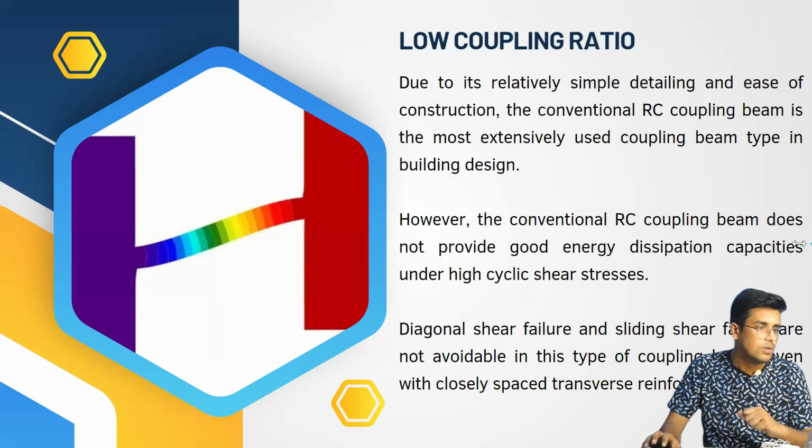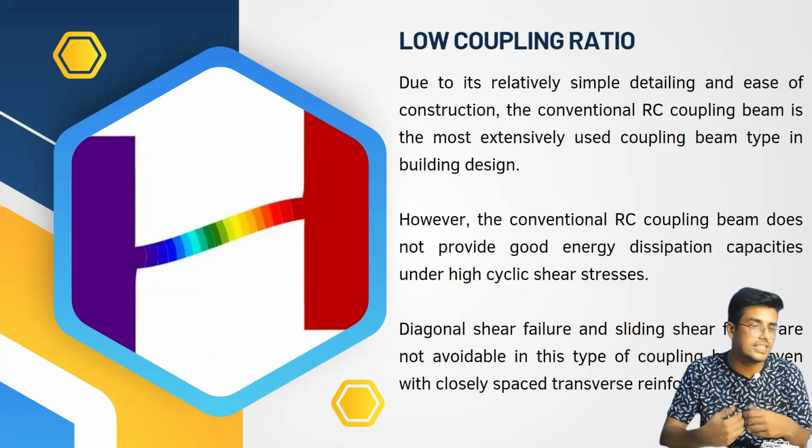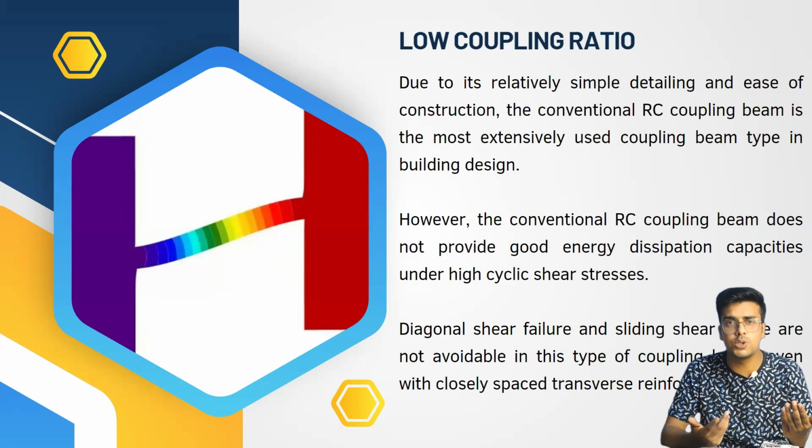Okay, so the bottom line is that the low coupling ratio beam is easy to make. It is a conventional form, most extensively used, and easy to construct. However, it is not going to be very helpful in a high seismic region, or where we want high strength. Low coupling ratio beams are not going to be used there. But as they are easy to construct and very extensively used, they can be used.